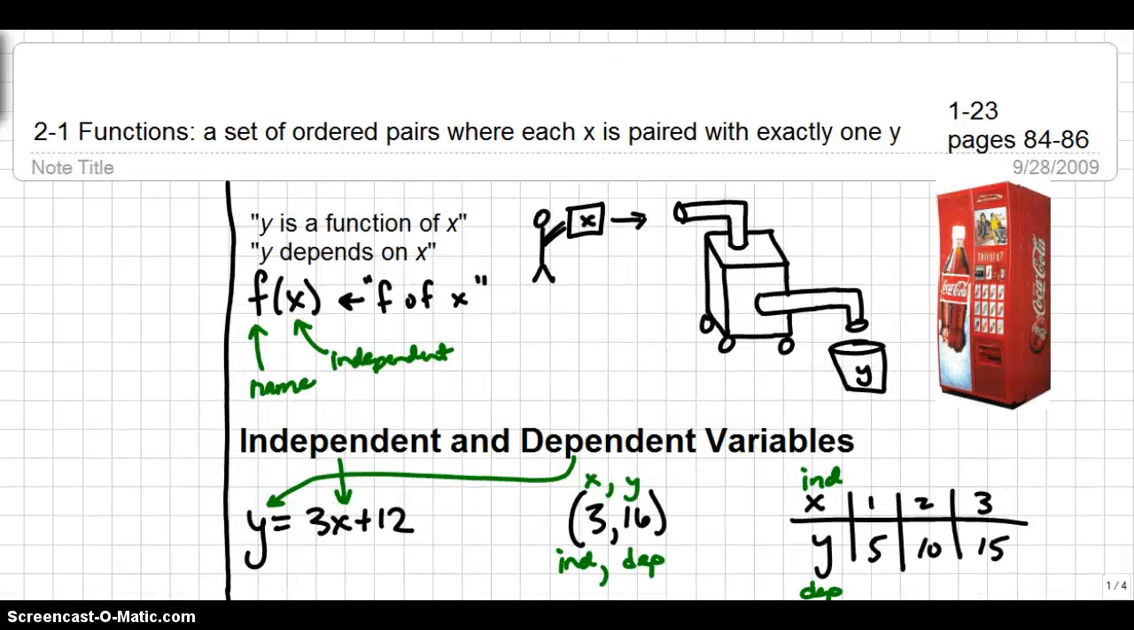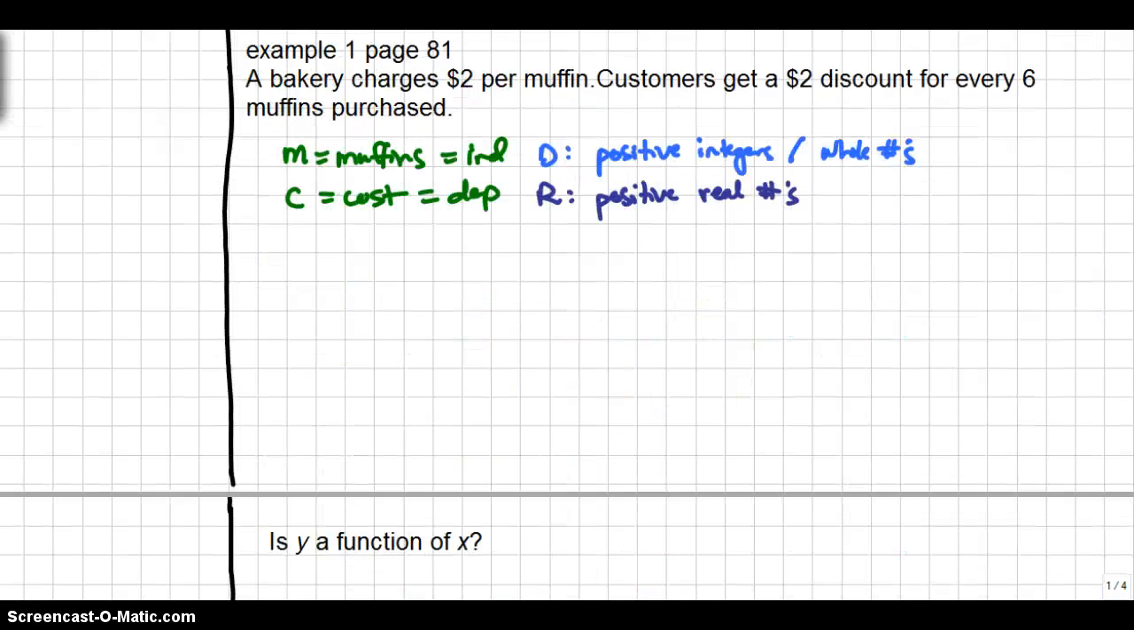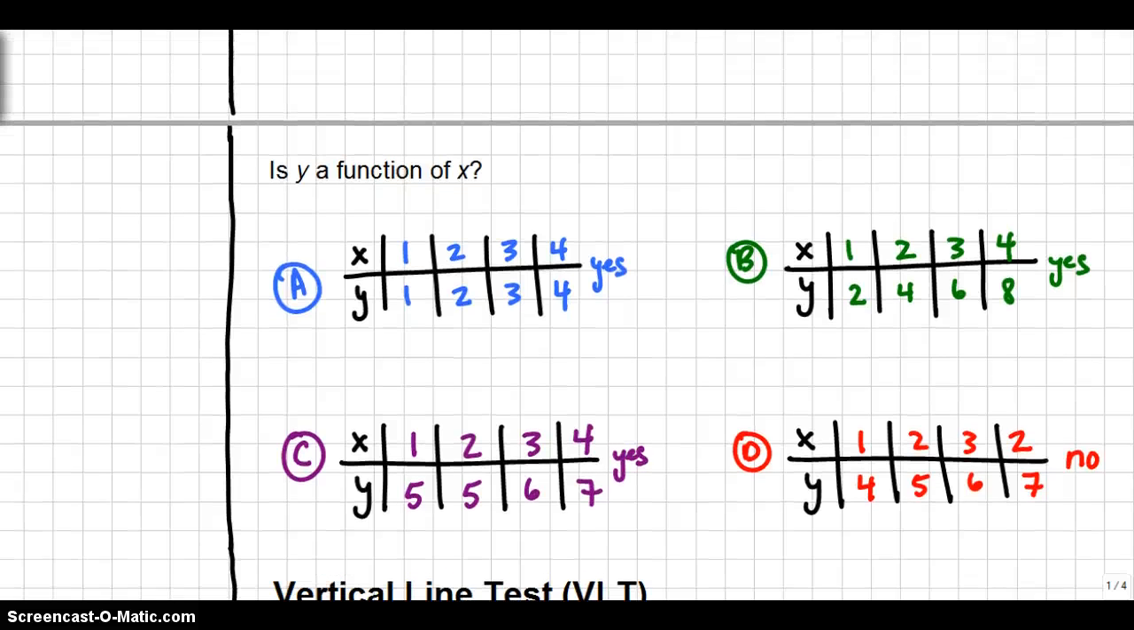Let's revisit the definition of functions again: a set of ordered pairs where each x is paired with exactly one y. Let's do some table examples for that. And the question here is, is y a function of x? Another way we could answer that is, is y depending on x? If you look here at these different tables, 3 of them already have the answer of yes, and 1 of them is a no. Let's just quickly work through each of those and talk about why.